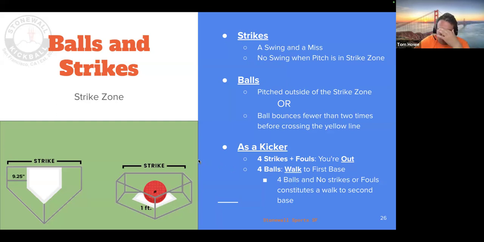Before I go on to fouls, are there any questions on what constitutes a strike? There are 3 criteria. The ball must bounce twice before reaching home plate. It cannot bounce higher than 1 foot off the ground once it crosses home plate. And it has to be within the painted orange boundary. Makes sense? Okay.